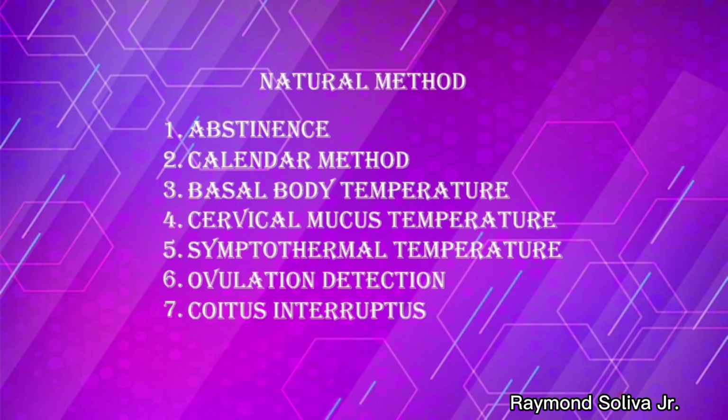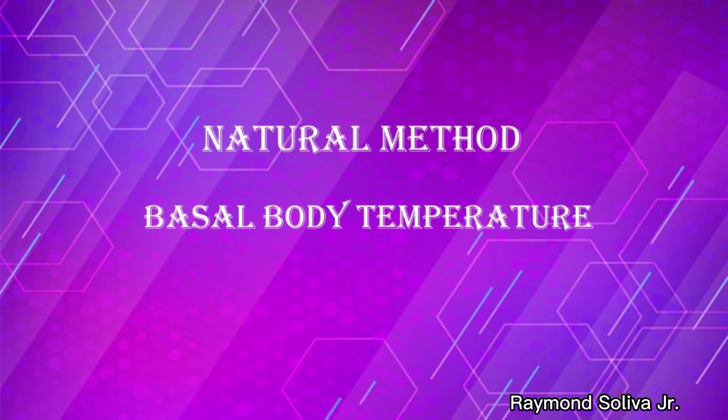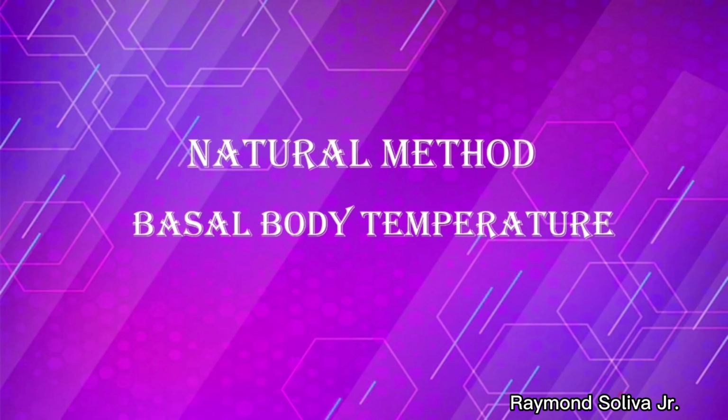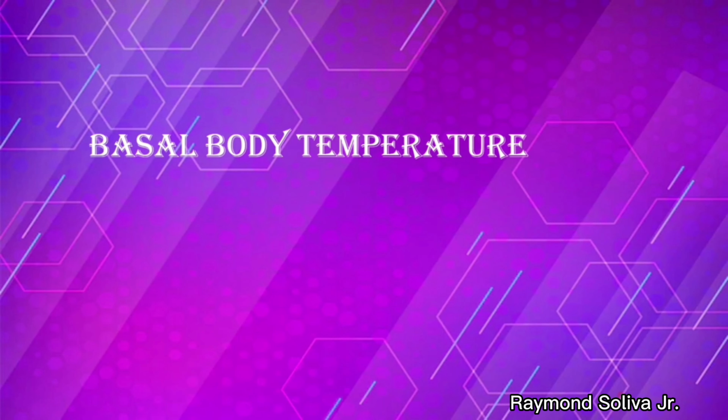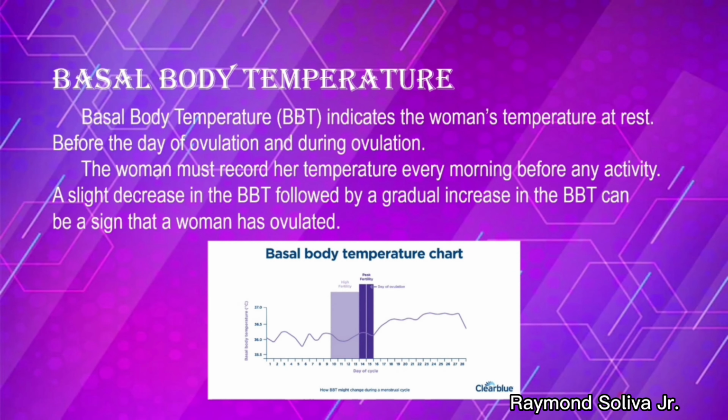The next natural method of contraception is basal body temperature. Ano nga ba ang basal body temperature? Basal body temperature or BBT indicates the woman's temperature at rest before the day of ovulation and during ovulation. The woman must record her temperature every morning before any activity. A slight decrease in the BBT followed by a gradual increase in the BBT can be a sign that a woman has ovulated.